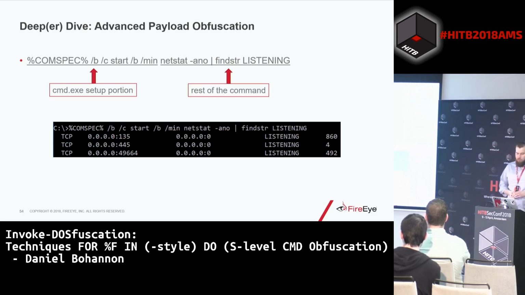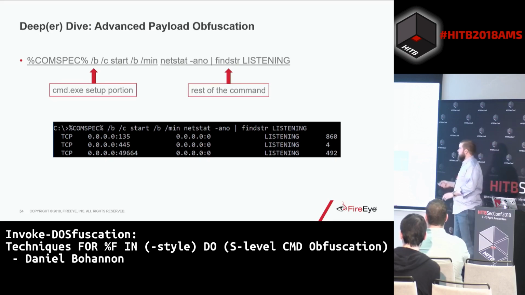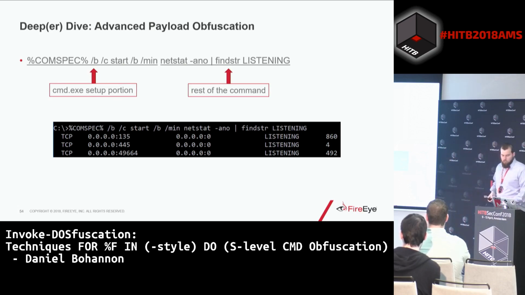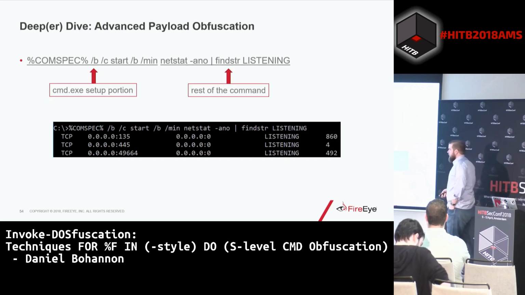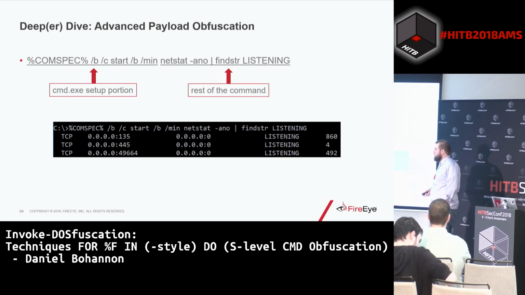Well, if we start with this command here, I assemble this command, and if there's any defenders, the first part may look pretty common. %comspec% /b /c start /b /min. If anyone has ever used comspec in any of their payloads, there's a good chance it's gotten detected if you're setting it in registry or services or something like that. Metasploit and a lot of other tools will use comspec.